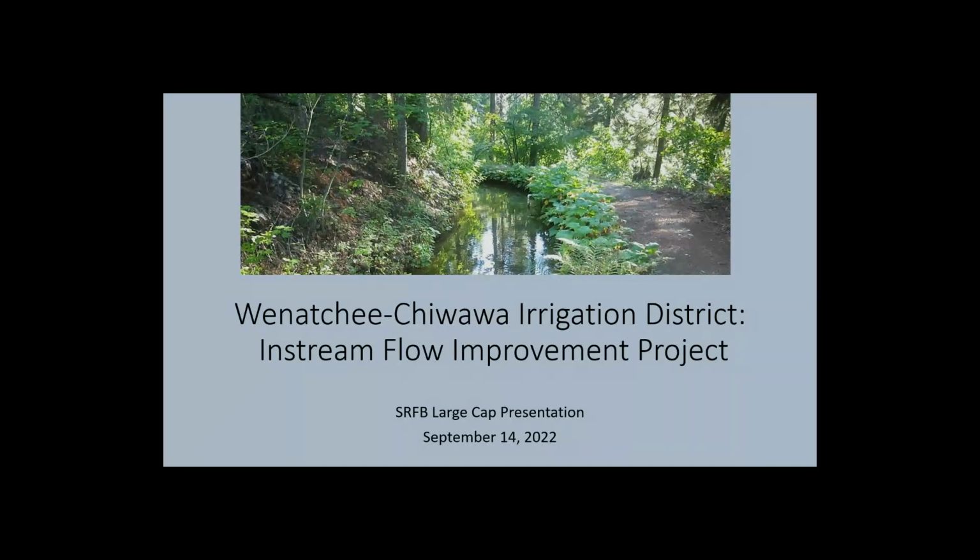Because of the work that we've been doing with them and the work that they've been doing internally, they are both comfortable with considering just a straight up water acquisition. And it's a pretty exciting opportunity. We don't see a lot of these in the Wenatchee Basin. We're just thrilled that we have irrigation districts who are willing to make that kind of commitment for in-stream flow. So I'm going to start first with the Wenatchee Chihuahua Irrigation District in-stream flow improvement project.